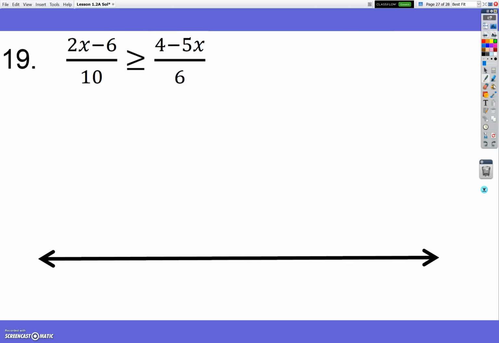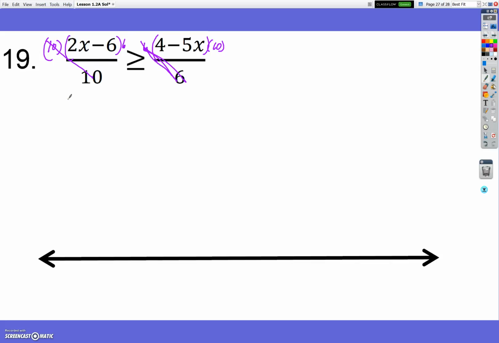Alright guys, last one for today. So similar, we've seen ones like this before. Anytime I have two fractions with an inequality, I'm going to multiply both sides by 10, which means these are going to cancel. And then here I'm going to multiply both sides by 6, which means those are going to cancel.